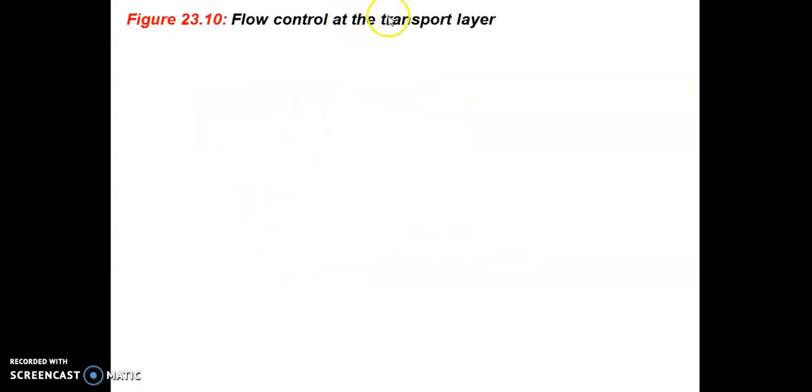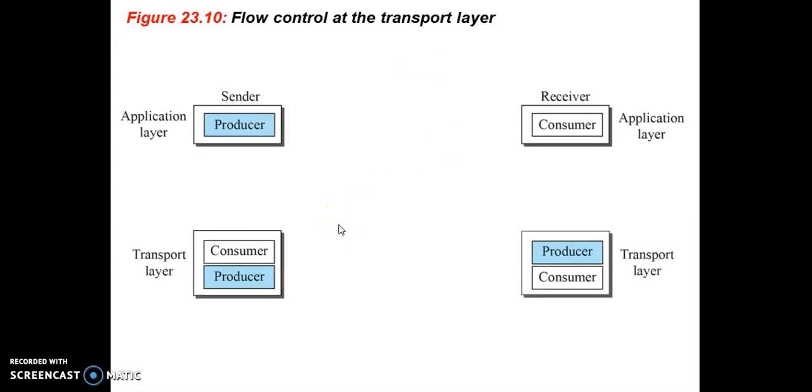Next one is flow control at the transport layer. In the communication at the transport layer, we are dealing with 4 entities: the sender process, the transport layer at the sender, the receiver process, and the transport layer at the receiver. The sender process at the application layer is only a producer. It produces the message chunks and pushes them into the transport layer.